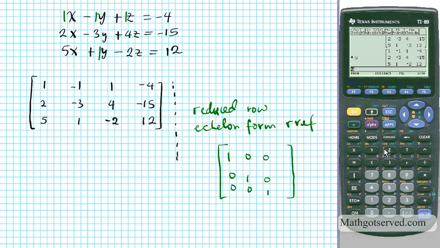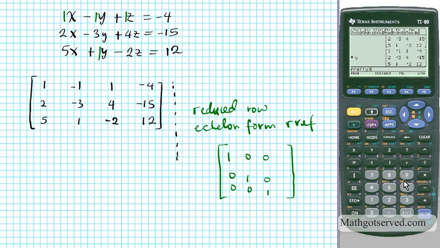So to find all the matrix commands, you can press second function 5 to go to math. And then you go down to matrix. And you see this RREF right here? It's called reduced row echelon form. Scroll down to that. Option 4, press enter.